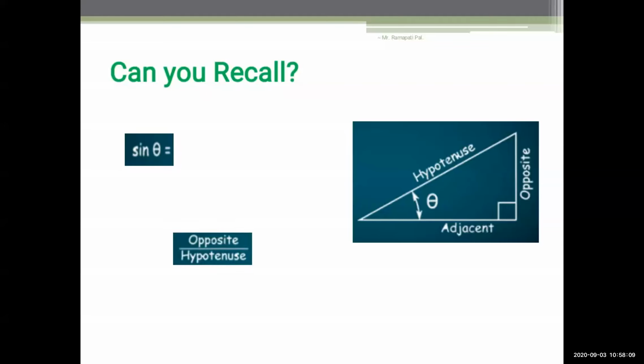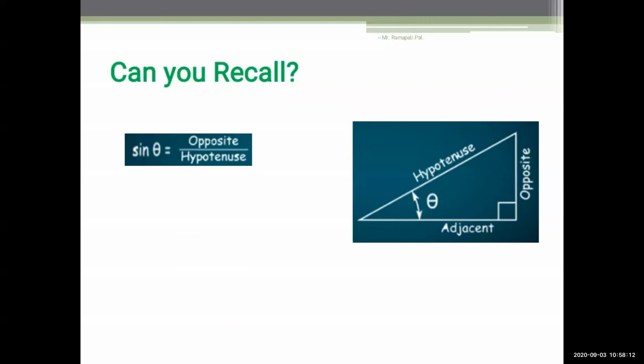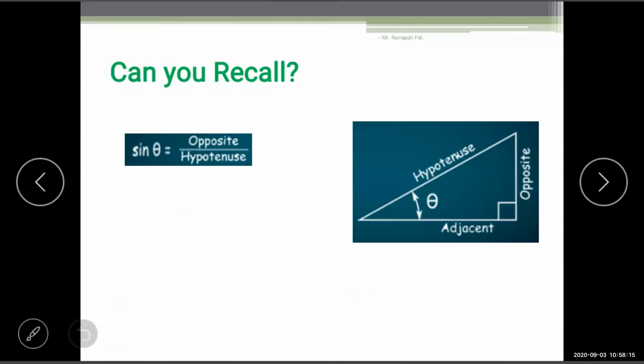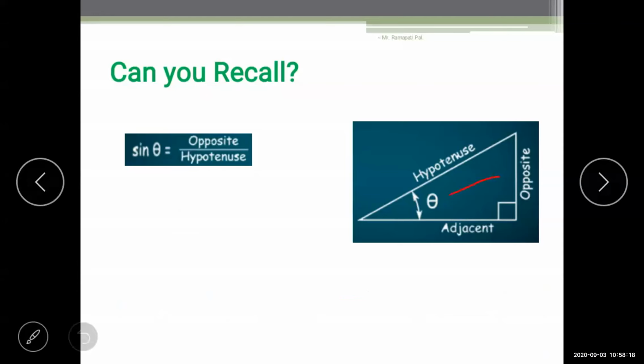So we'll see sine theta. Sine theta is opposite upon hypotenuse. Now you can see in the diagram theta is present here, so its opposite side is this. And as you know, hypotenuse is always present opposite to 90 degree. So we know what is opposite side and what is hypotenuse. So sine theta is equal to opposite upon hypotenuse. Clear?